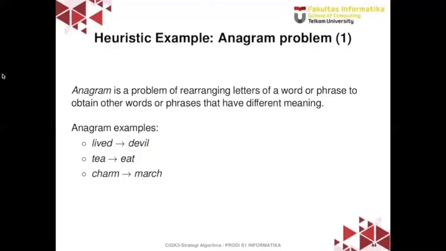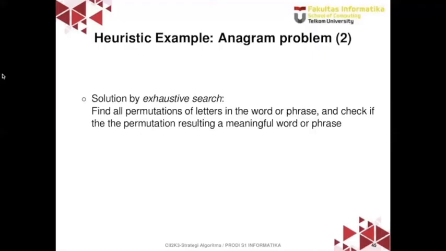So, in exhaustive search, we just need to enumerate all permutations we have from these words, from the characters we have here, and see if each permutation gives us a word that has a meaning or not. So that is the solution by exhaustive search.